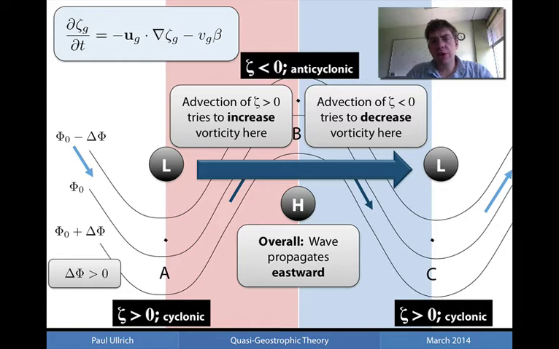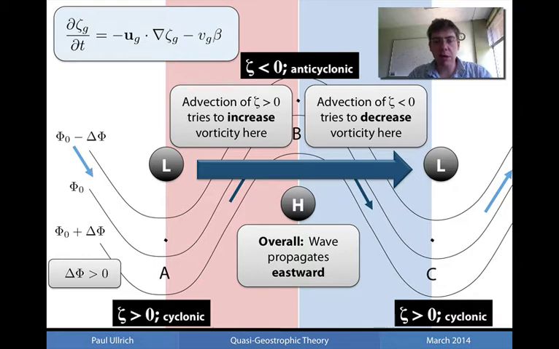Well, let's see here. So if in the red region we have positive advection of relative vorticity, then looking at the vorticity equation, we must conclude that in the red region, advection of relative vorticity tries to increase the vorticity here, whereas it tries to decrease the vorticity in the blue region. Since the vorticity maximum occurs at point A, that is the left-hand side of the red region, then any increase in the relative vorticity in the red region will lead to an eastward propagation of the wave.